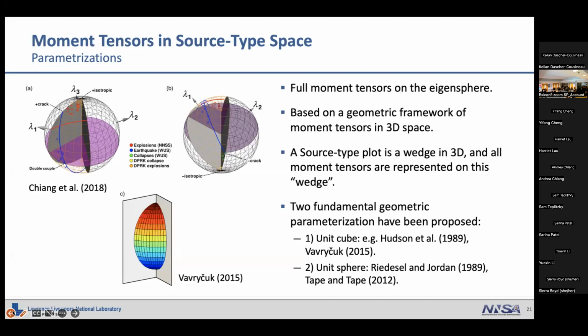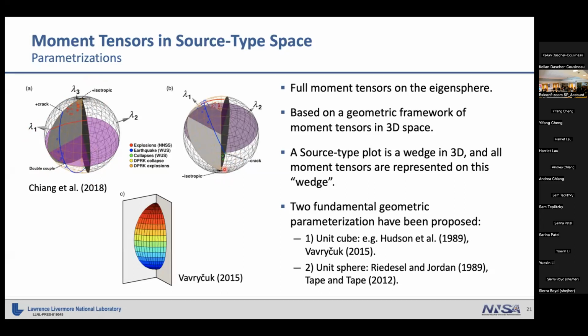So basically the source type plot that I'll show later is just a slice of this wedge. So all the moment tensors can plot on this particular wedge. Here's just an example from a paper in 2018 where all of the explosions plot at the top and the earthquakes plot at the bottom, or in the middle here in the equator area. And then all the mine collapses plot at the bottom. So the positive isotropic and negative isotropic.